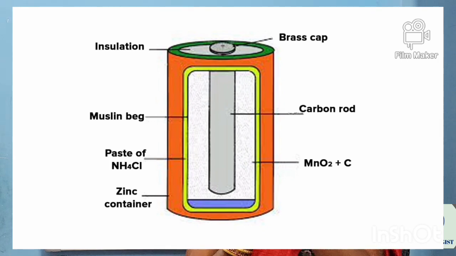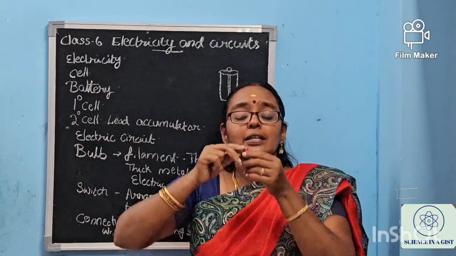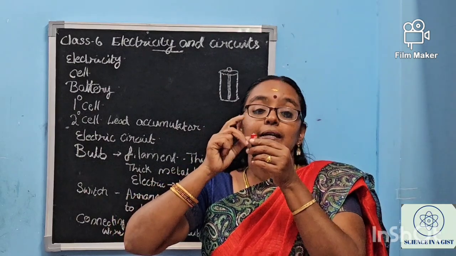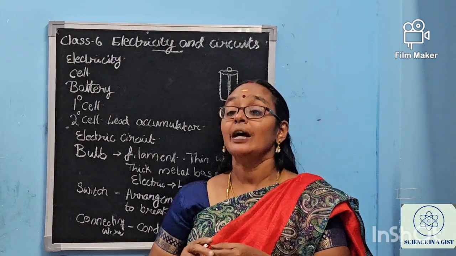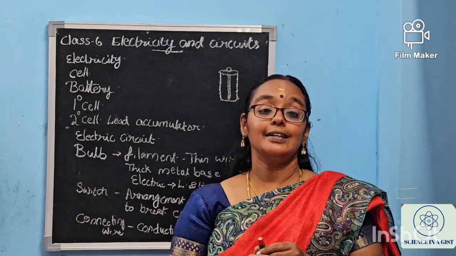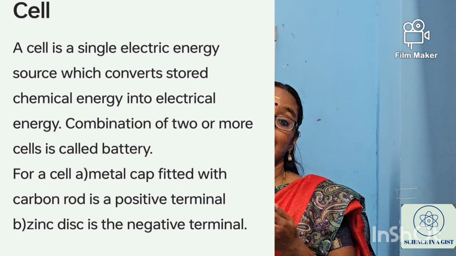The cell contains a carbon rod in the center, then ammonium chloride, then coated with manganese dioxide. Above that, zinc coating will be seen and all. The metal top, this cap, is said to be the positive terminal and this is called the negative terminal. Okay. So, when the cell is connected, it will generate the electric energy from the chemical energy.